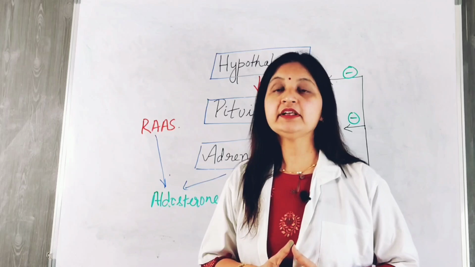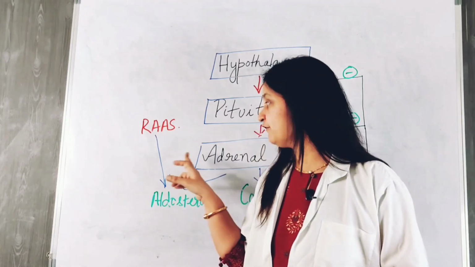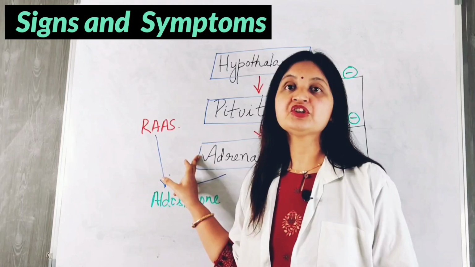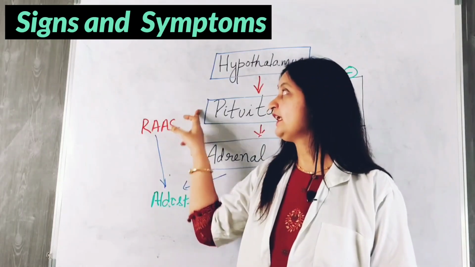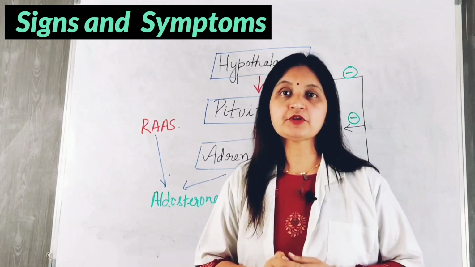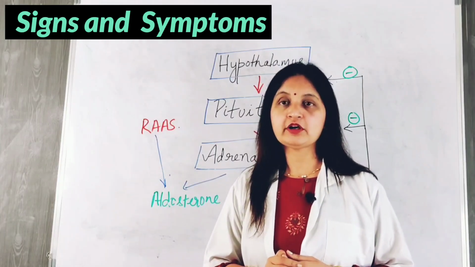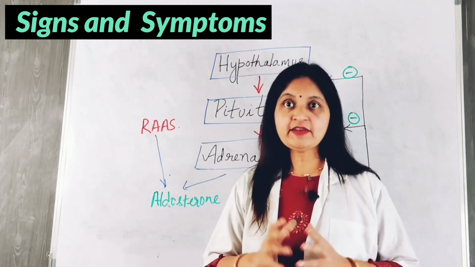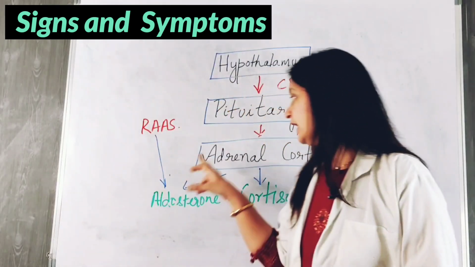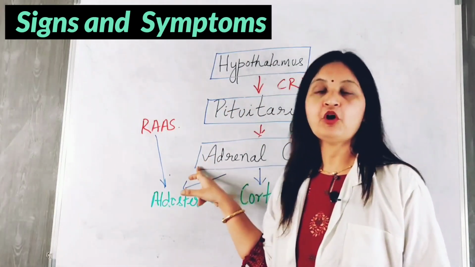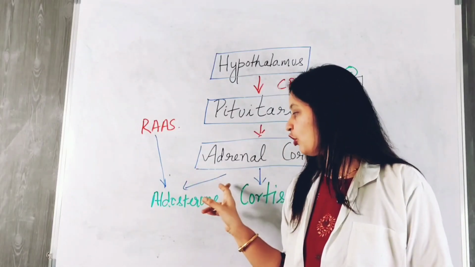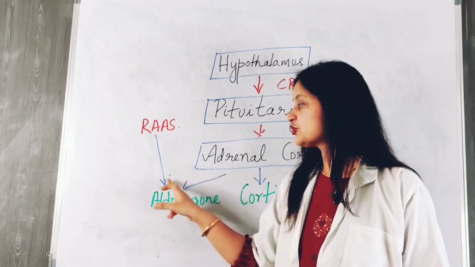Thus, primary adrenal insufficiency is due to a defect in the adrenal gland, and secondary adrenocortical insufficiency is due to a defect in the pituitary and the hypothalamus. Now coming to the signs and symptoms of primary and secondary adrenocortical insufficiency. So as we have discussed, in primary adrenocortical insufficiency, the adrenal cortex is involved. So because the adrenal cortex is involved, there is decreased production of cortisol and aldosterone.